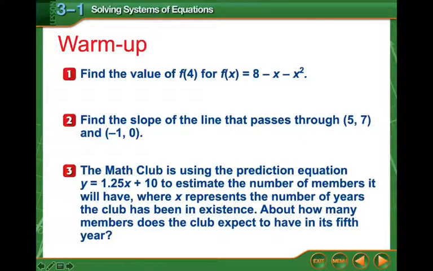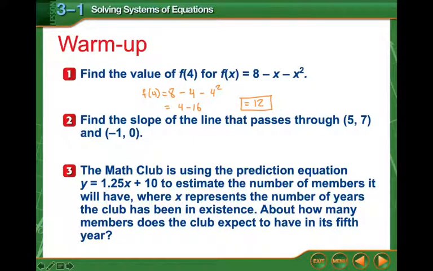All right, for number 1 here, we want to just plug in a 4 for our x values. So that means we have 8 minus 4 minus 4 squared. This is our f of 4. So we have 8 minus 4 is 4. 4 squared is 16, and 4 minus 16 is 12.